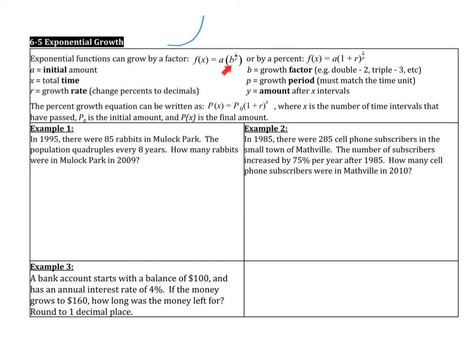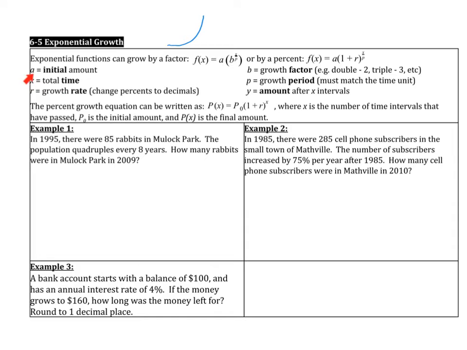The formula looks like this. f of x equals a times b, and the exponent is x over p. Now that is if something is growing by a factor. So if something is doubling or tripling or something like that, or it could grow by a percent, in which case the formula looks like this: f of x equals a times (1 plus r) to the x over p. So this would be if something is increasing by 15% or 7%, something like that.